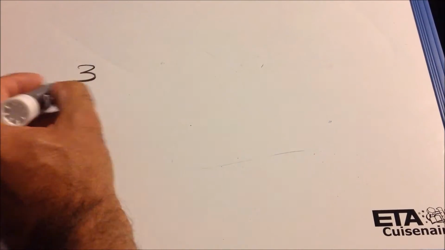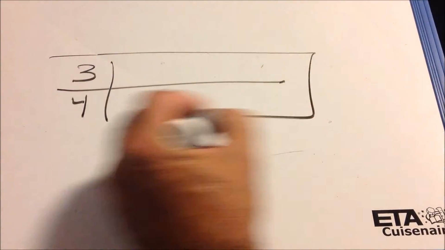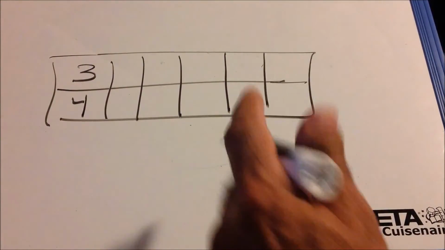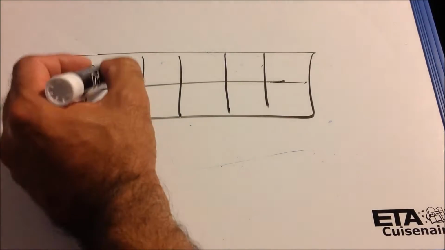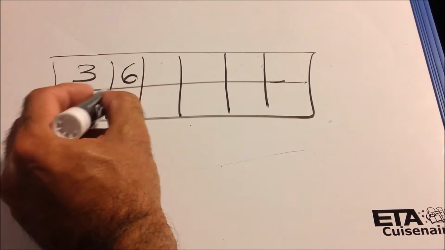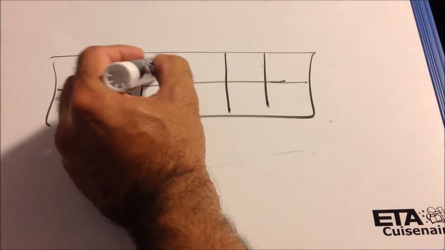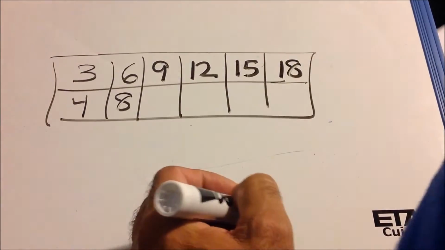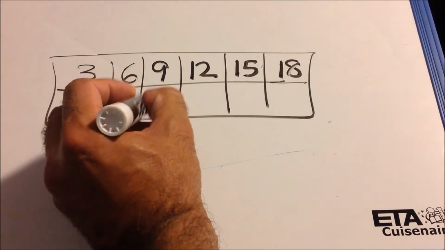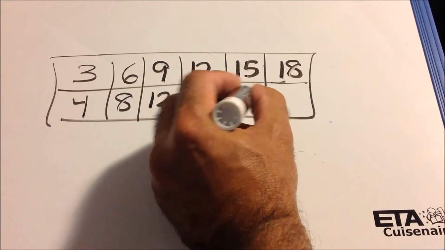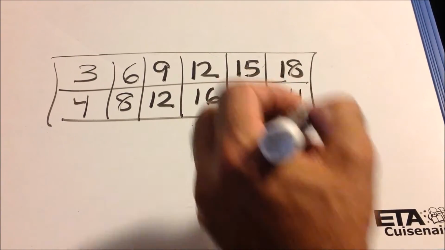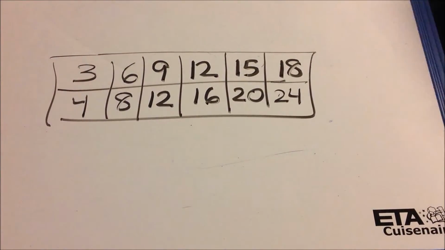So, for example, what if we had a 3 and a 4? Of course, you don't need to use the multiplication tables. You're just adding 3 each time. If you add 3 each time, right, we have 6. 4 each time, 8. 3 each time, 9. 12, 15, 18. And then 4 each time, 12, 16, 20. And what would be this one? 24. Right? All equivalent ratios.